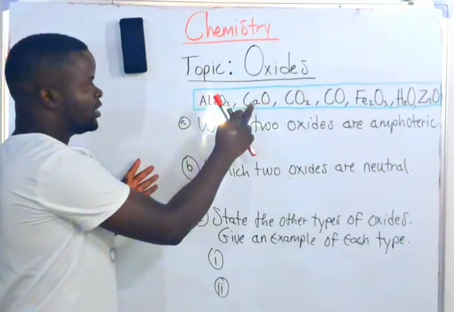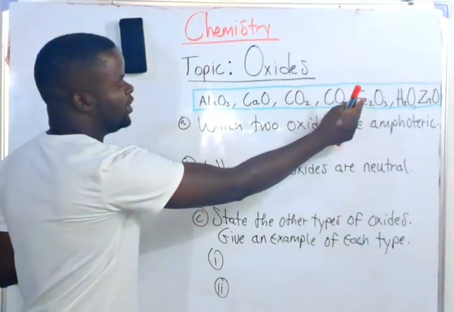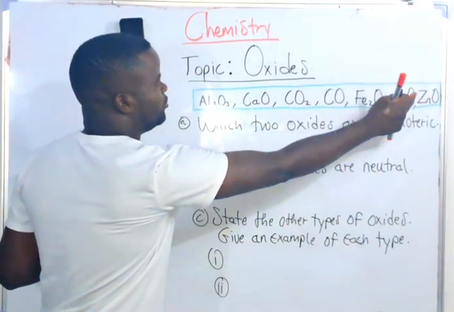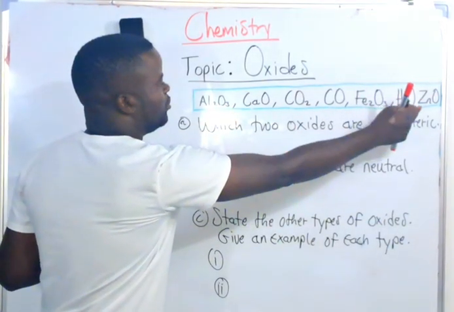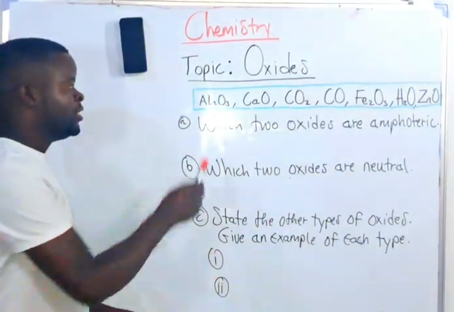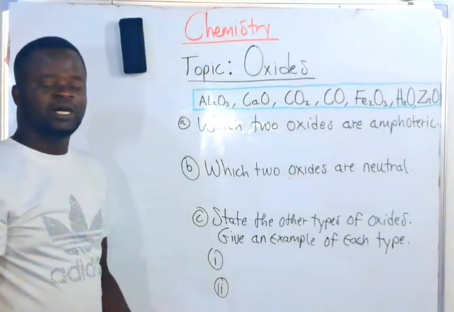Aluminum oxide, calcium oxide, carbon dioxide, carbon monoxide, iron 3 oxides, and we've been given hydrogen oxide, which is also called H2O, and zinc oxide. And our question A is saying, which two oxides are amphoteric? Which two oxides are amphoteric?